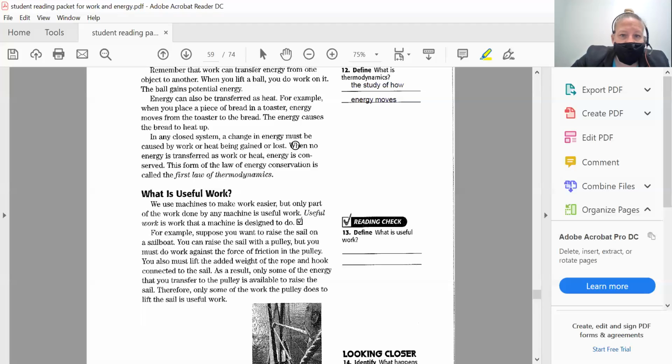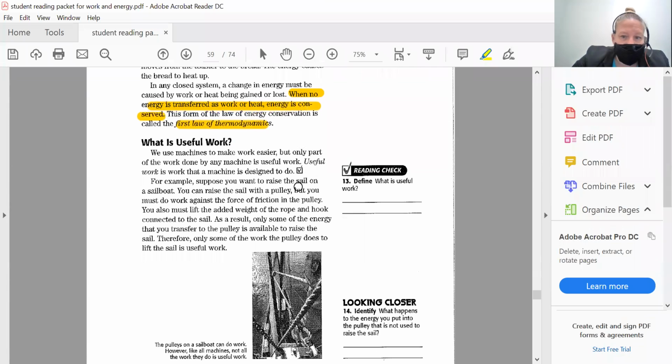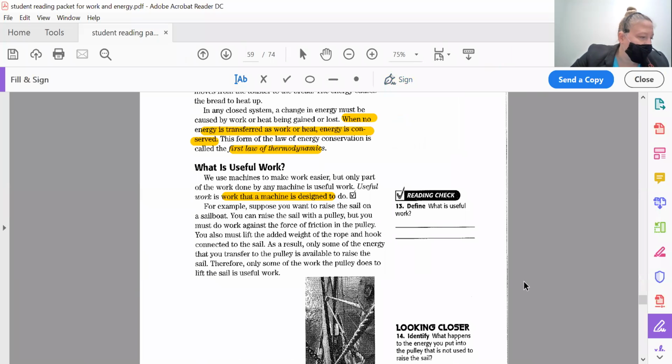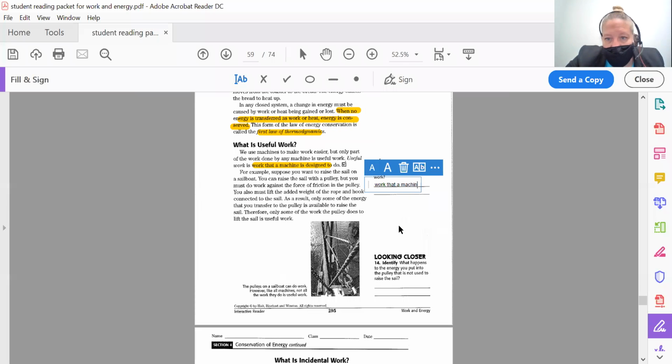Okay, so when no energy is transferred as work or heat, energy is conserved. Okay, that is the first law of thermodynamics. Okay, what is useful work? We use machines to make work easier, but only part of the work done by the machine is useful work. Useful work is work that a machine is designed to do. Okay, that's useful work. So useful work is work that a machine is designed to do.